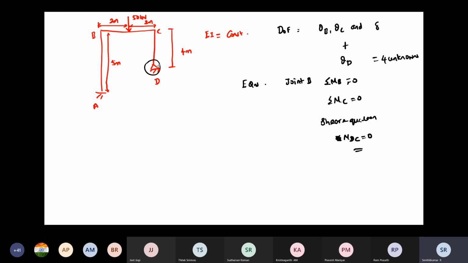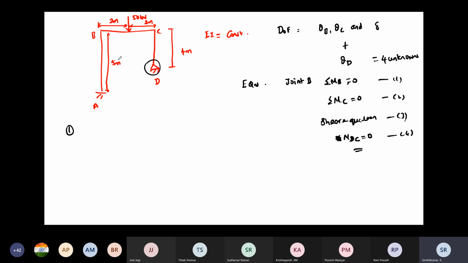So here is a pin support, so no moment will be there, just MDC equal to 0. So one equation, second, third, and fourth. Four equations, four unknowns, you can easily solve it, right? So this is the initial step we do for every problem.